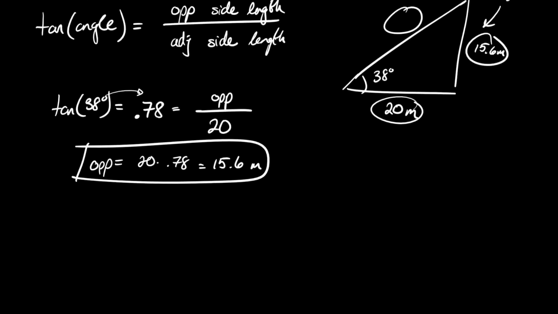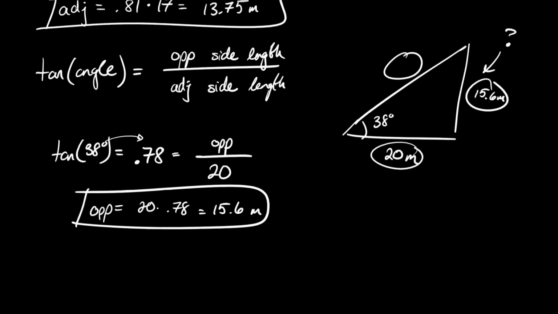Now, at this point, I want to bring up something that might have caught you off guard during cosine, and it's a question of how did I know that this was the adjacent side length and not this? Okay, yeah, you're right. They are both next to the 38-degree angle. So how did I pick which one was adjacent? And the answer is kind of hidden in notation. The adjacent side is not the hypotenuse.